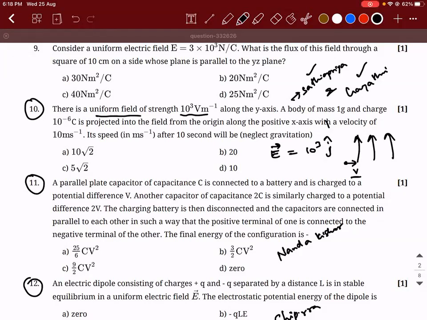Hemant? You have written the answer as 10 root 2. How did you get it? Sir, I didn't submit, sir. No, not you. Hemant.